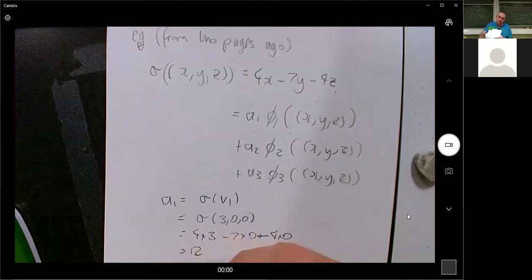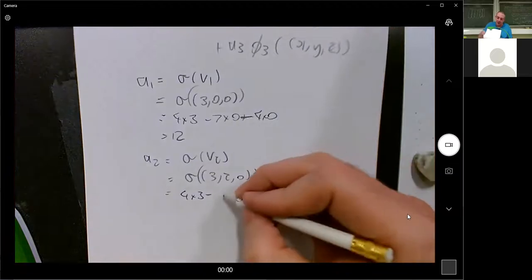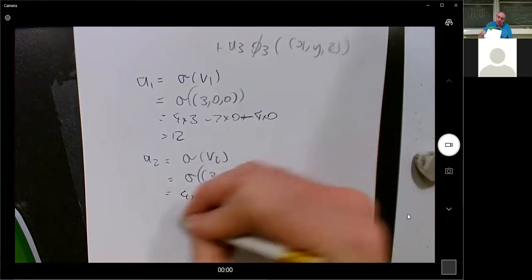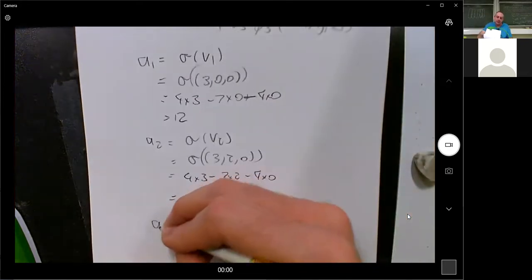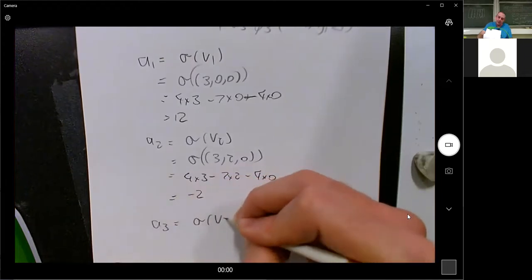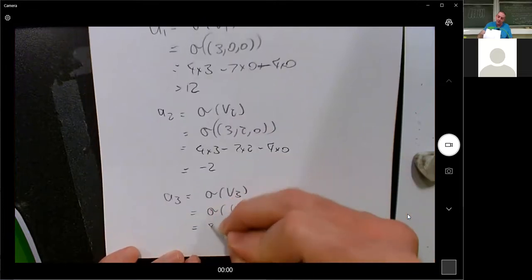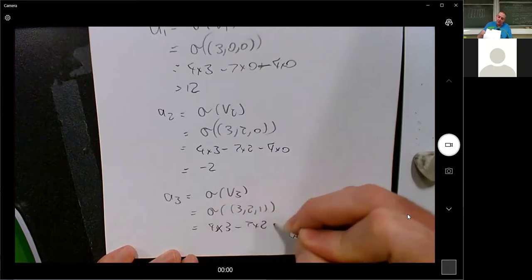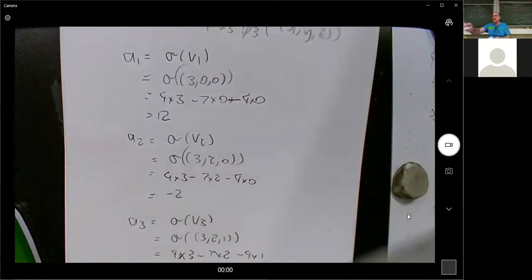And A2 will be sigma of the second basis vector, which is sigma of 3, 2, 0, which is 4 times 3 minus 7 times 2 minus 4 times 0, which is 12 minus 14, which is negative 2. And so that's what goes in this spot. And A3 will be sigma of V3, which is sigma of 3, 2, 1, which is 4 times 3 minus 7 times 2 minus 4 times 1, which is minus 6, and that goes in this spot.